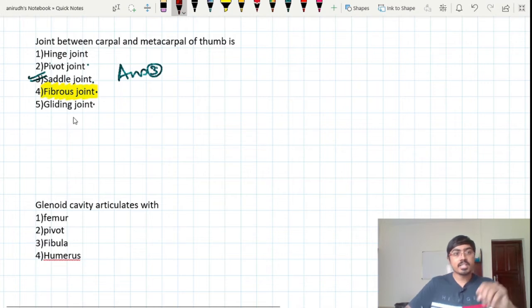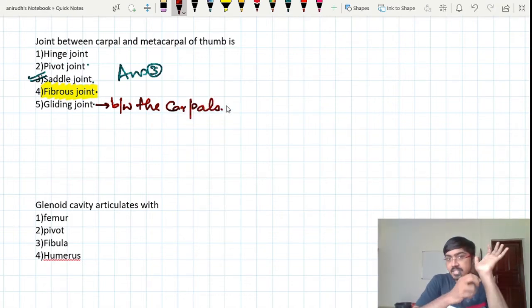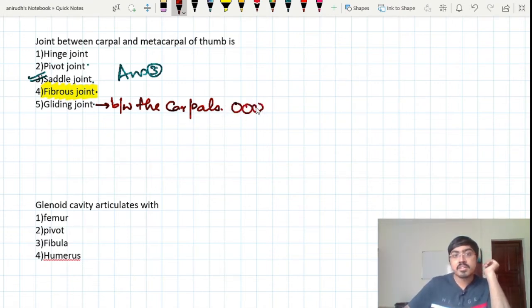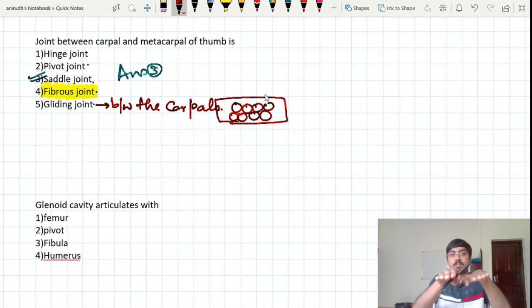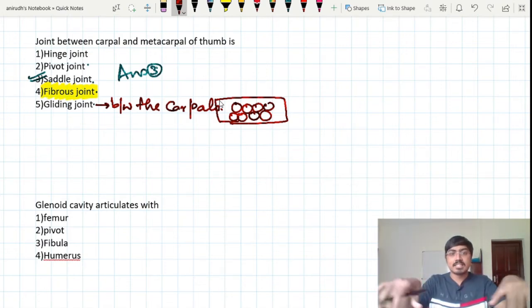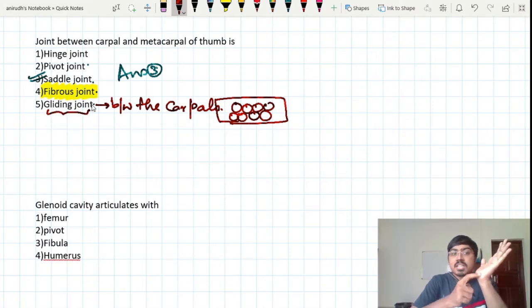Gliding joint is between the carpals. Carpals are present in the wrist. These are the carpals: 1, 2, 3, 4, 5, 6, 7, 8. Roughly, this is how the carpals are arranged. In between the carpals, there can be some kind of gliding. This is a carpal, this is another carpal. This kind of gliding is possible, but they cannot go away from each other. They are arranged as a plane area, isn't it? That is how you need to remember this.